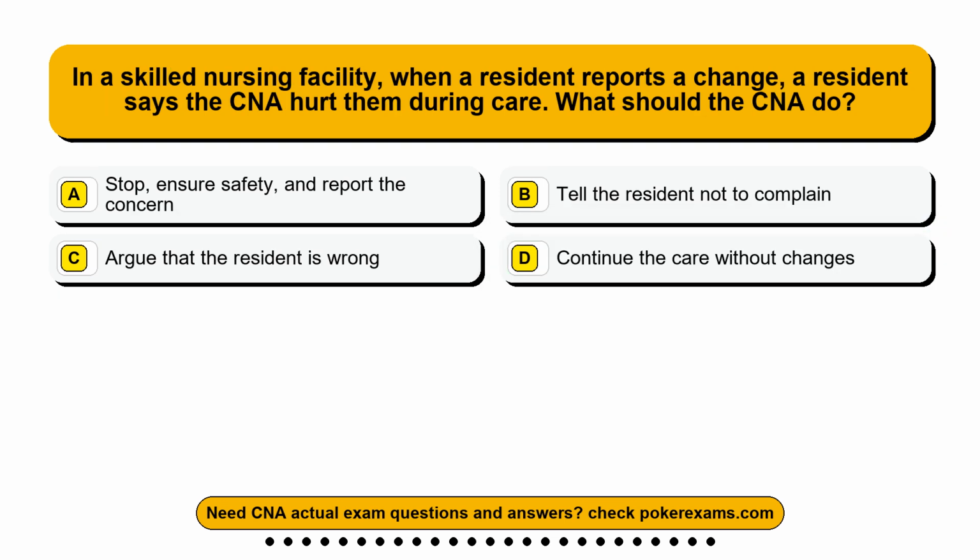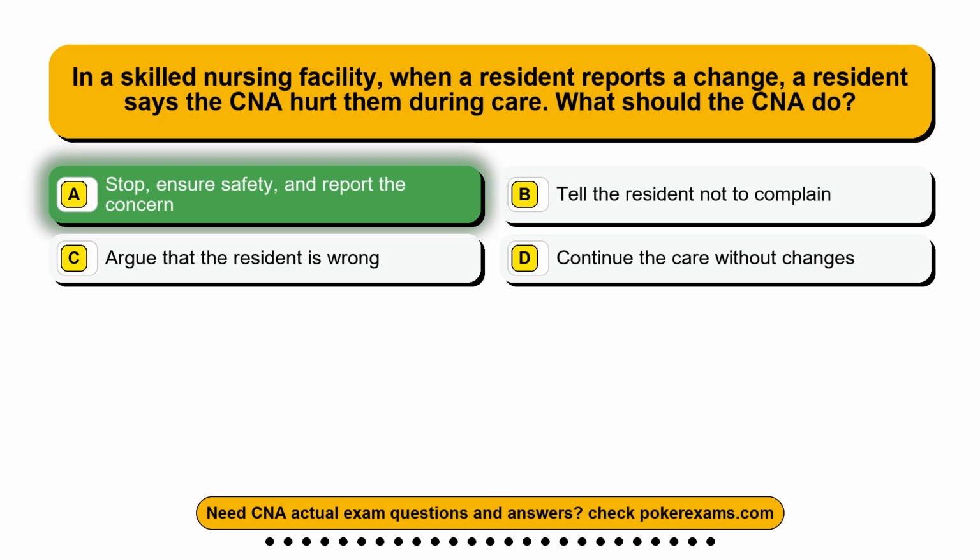Question 11. In a skilled nursing facility, when a resident reports a change, a resident says the CNA hurt them during care. What should the CNA do? Option A. Stop, ensure safety, and report the concern. Option B. Tell the resident not to complain. Option C. Argue that the resident is wrong. Option D. Continue the care without changes.